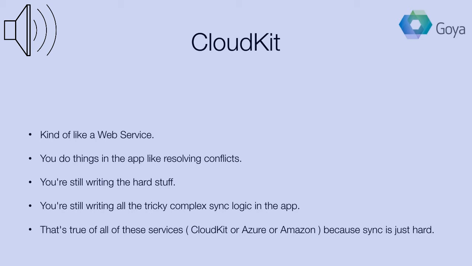CloudKit, the reason why people like it so much better is because it's designed in such a way that it is kind of like a web service that you interact with that notifies you on changes, and then you, locally in the app, do things like resolving conflicts. Yeah, you can still make your own infinite loop. You're still writing the hard stuff. You're just not running the servers. But you're still writing all of the tricky, complex sync logic in the app. And that's true of any of these services because sync is just hard. And there really isn't a generalized sync library that just works for everybody. If there was, sync wouldn't be hard.